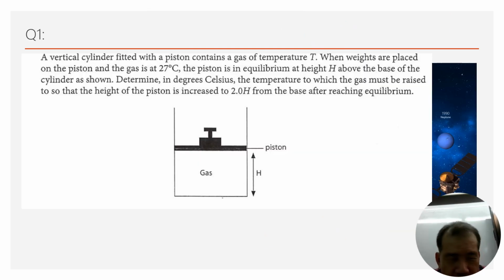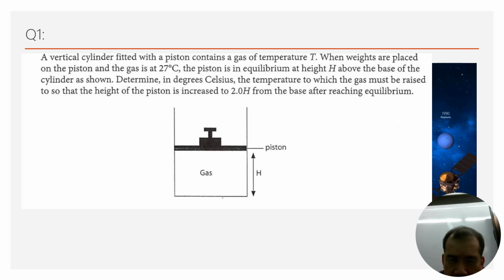So we have got the first question to try. We've got this cylinder with gas fitted with a piston. The weights are placed on top of this piston, so the gas doesn't go out. For this kind of system, the number of moles is kept constant. So what happens here?